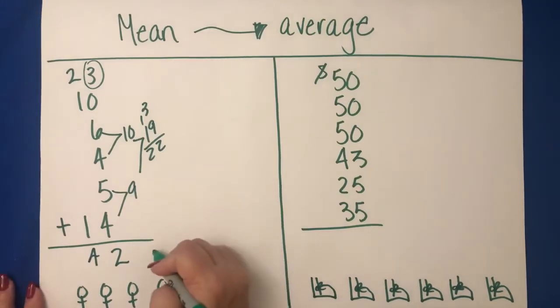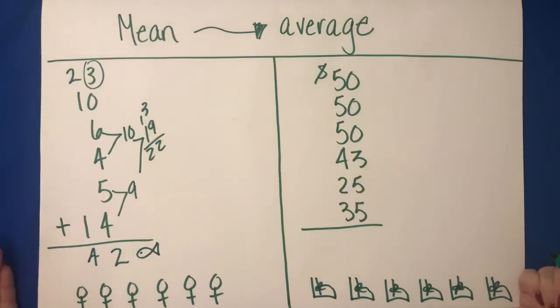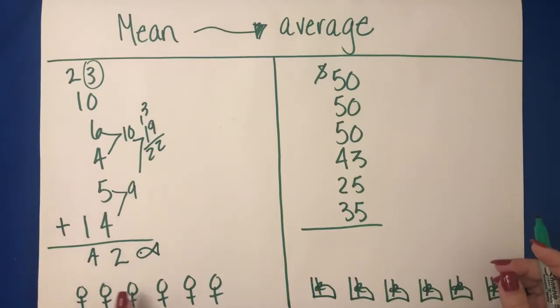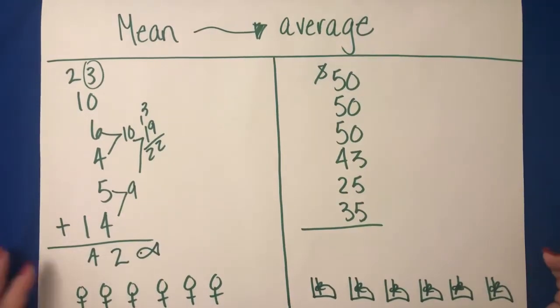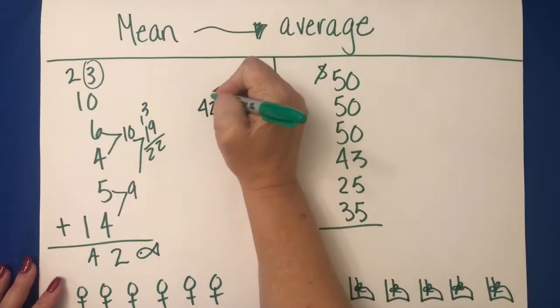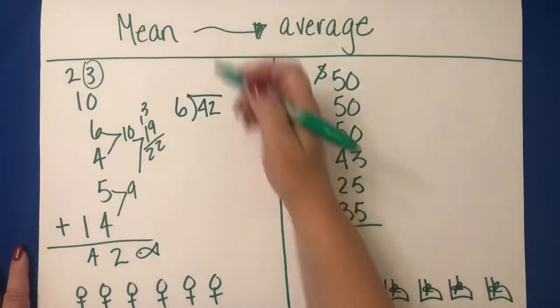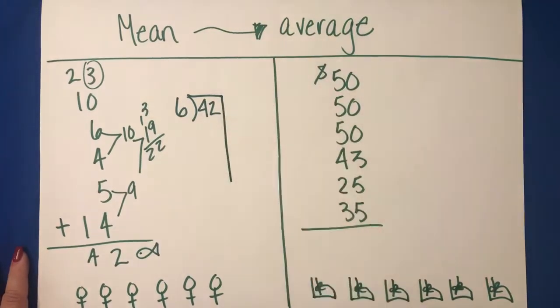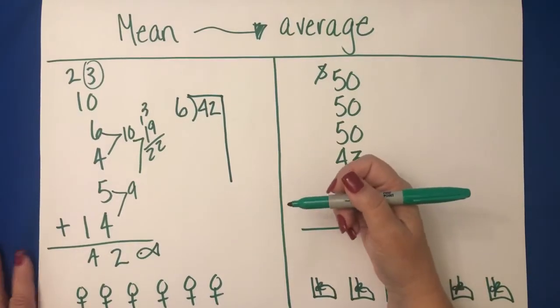Remember, we're talking about the fish that the customers bought. To find the average means that we're going to take this total number of fish and evenly divide it among the 6 customers to find out what is the average number of fish being purchased on this day. So I'm going to take the 42 over here and divide by the 6 customers. If you know your facts right away, you can go ahead with the answer on this one.